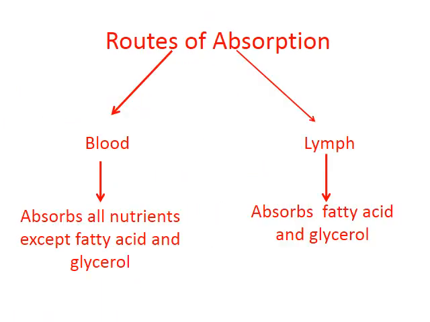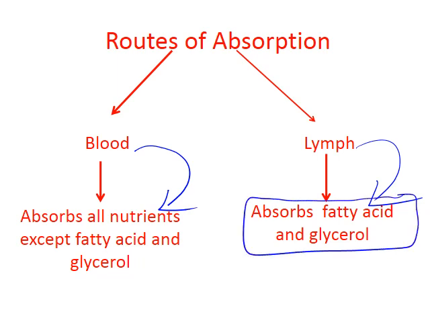What are the different routes of absorption? We have blood, we have lymph. Blood absorbs all the nutrients except for fatty acids and glycerol, while the lymph absorbs only, or mainly, fatty acids plus glycerol. Pay attention to these notes. Pay attention to the notes that I covered in this presentation.